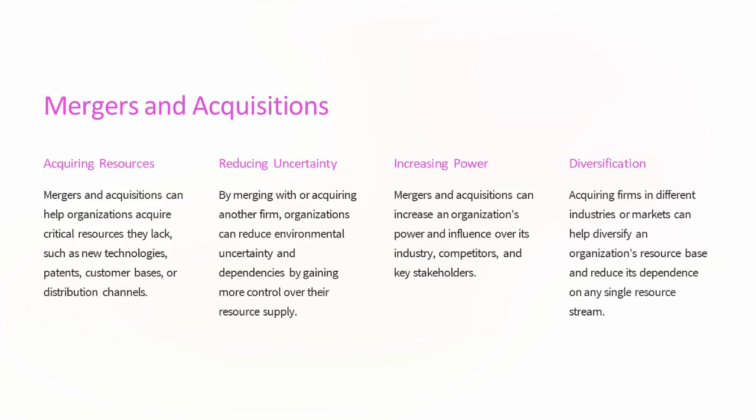Mergers and acquisitions can help organizations acquire critical resources they lack, such as new technologies, patents, customer bases, or distribution channels. By merging with or acquiring another firm, organizations can reduce environmental uncertainty and dependencies by gaining more control over their resource supply. Mergers and acquisitions can increase an organization's power and influence over its industry, competitors, and key stakeholders. Acquiring firms in different industries or markets can help diversify an organization's resource base and reduce its dependence on any one resource stream.